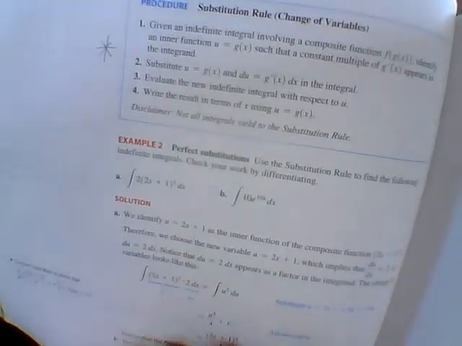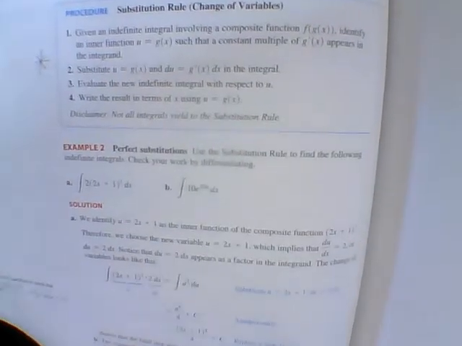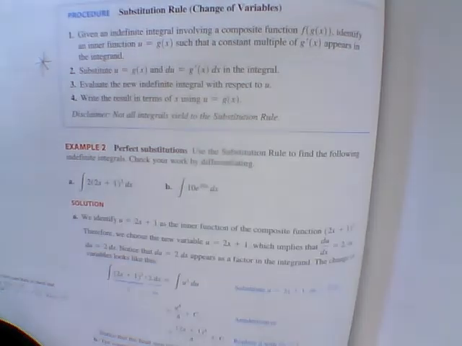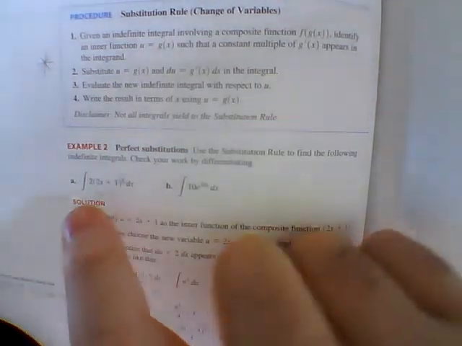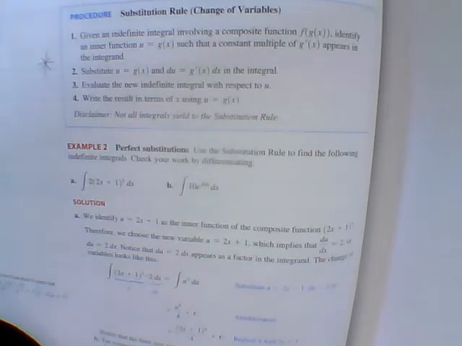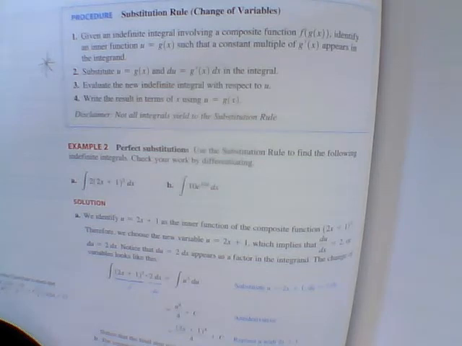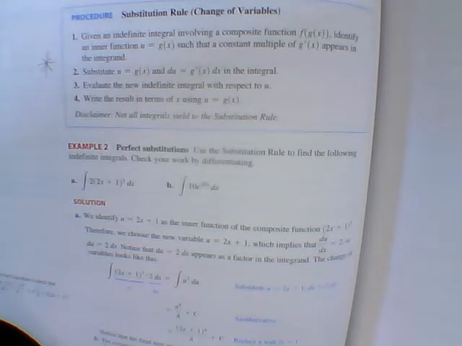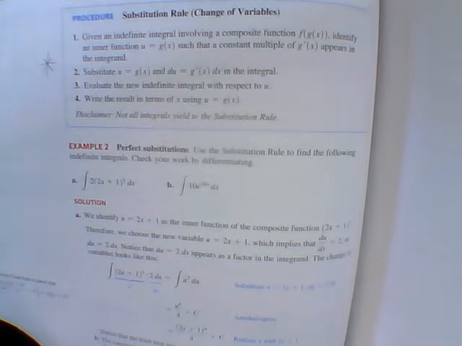So, substitution rule, change variables. Given an indefinite integral, and indefinite means that we don't have an upper and lower bound. We don't have any bounding in here. We're not on a very specific interval. We're on everything. Given an indefinite integral involving a composite function, f of g of x, identify the inner function u equals g of x, such that the constant multiple of g prime of x appears in the integrand.